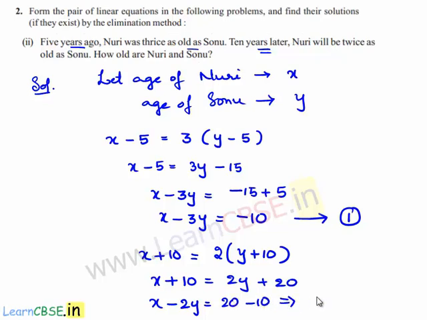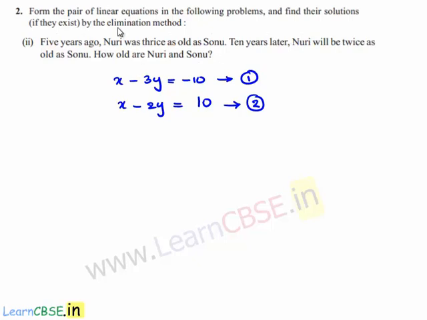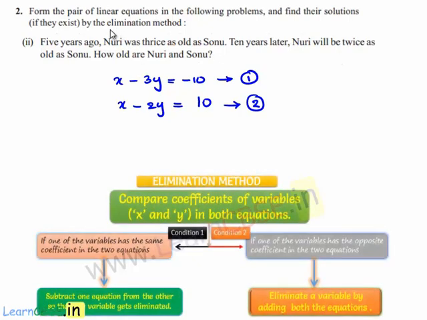That implies X minus 2Y is equal to 10. Name this as equation number 2. So we have to find the value of X and Y by elimination method.